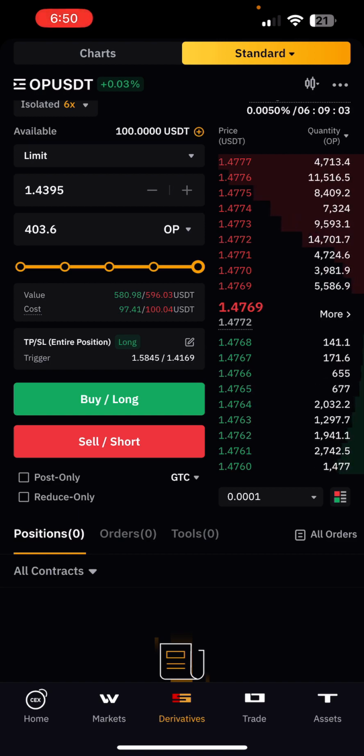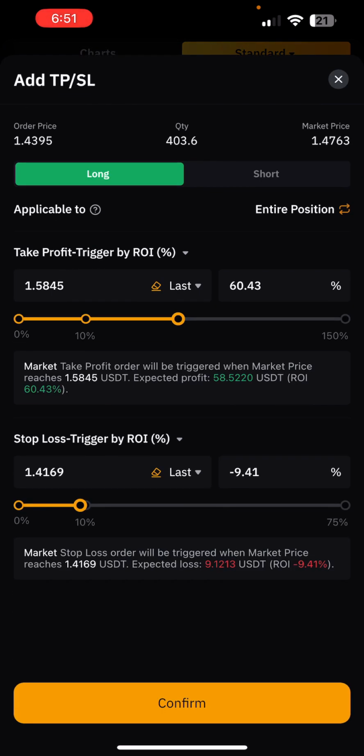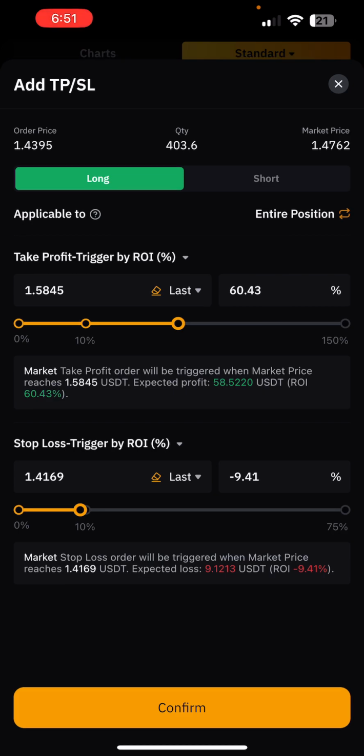Now I can proceed to place my trade peacefully, without being scared, without anything bothering my mind. So I will have it in mind that if this particular trade hits my stop loss, I will be losing just 9 USD, as you can see. And if it hits my target, I will be making 56 USD.